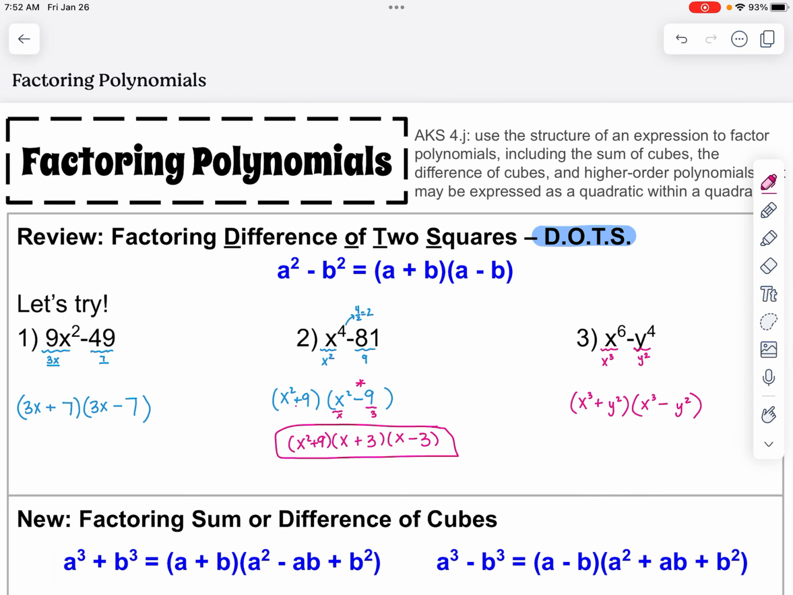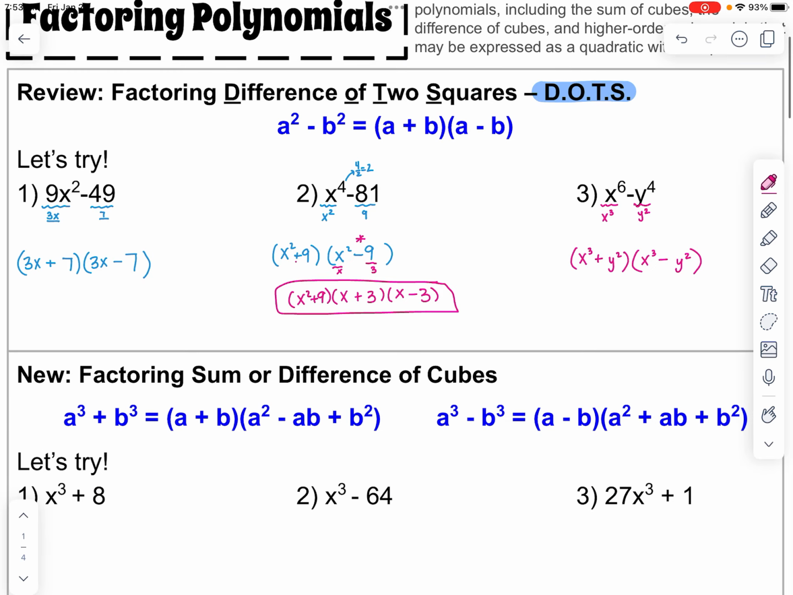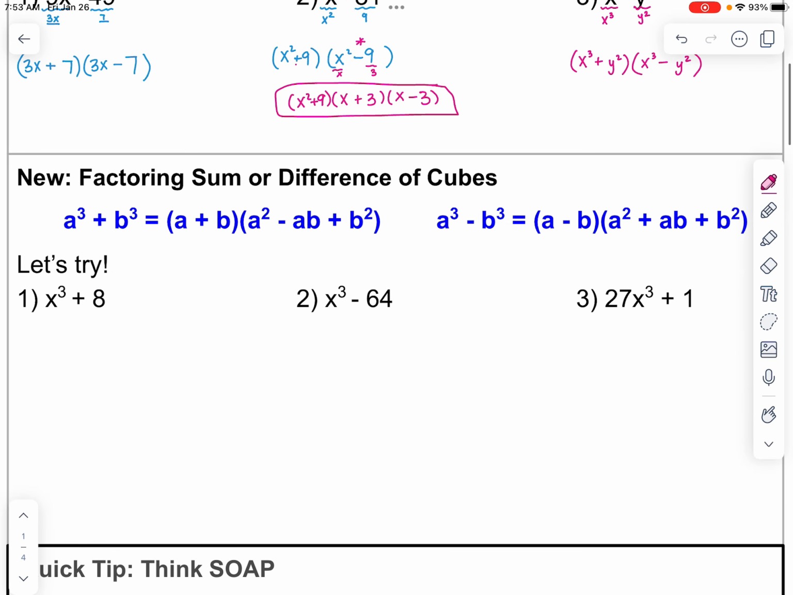What happens, though, if we have an exponent of 3? What if we have a cubes problem? So the exponent of 3, we call that cubed. So a sum or difference of two cubes. For cubes, we can actually factor both the positive and the negative, if it's a sum or if it's a difference. And that always follows the same pattern.